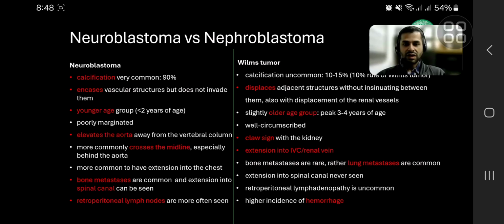Claw sign favors a Wilms tumor. Vascular thrombosis, we already talked about. Crossing of the midline is more seen in neuroblastoma, rarely seen in Wilms tumor. Bony metastasis is more common in neuroblastoma, but pulmonary metastasis is common in Wilms tumor. Higher incidence of hemorrhage in Wilms tumor, and a higher incidence of lymphadenopathy in neuroblastoma.